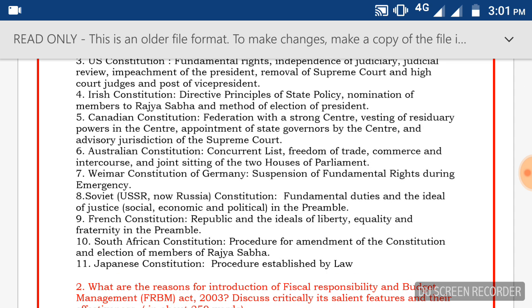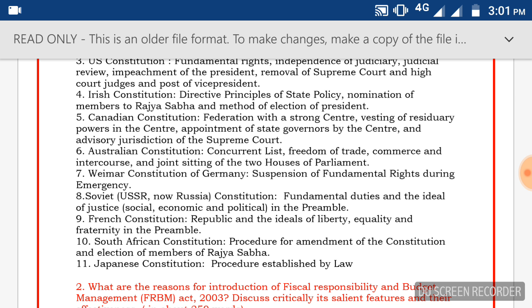So, directive principles of state policy. You know directive principles of state policy are covered under articles 36 to 51, and it was on the basis of the Sardar Swaran Singh committee. This we have discussed earlier, so kindly see the earlier video friend. Next is nomination of members of Rajya Sabha and the method of election of president.